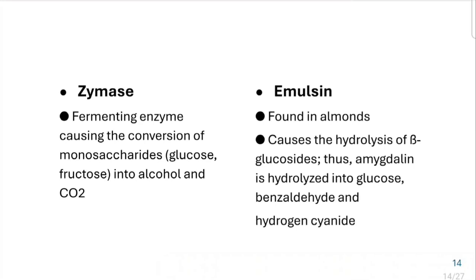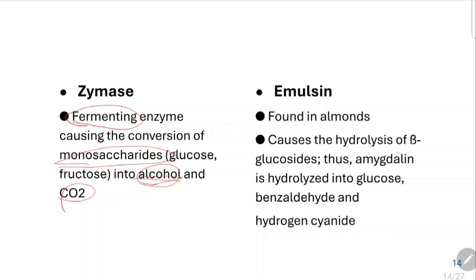Next, zymase, a fermenting enzyme causing the conversion of your monosaccharides into alcohol and carbon dioxide. So during the oxidation and conversion of your glucose into simpler form, it forms your alcohol and carbon dioxide. Usually this is in the form of saccharification, which is usually utilized in fermenting. And then your fermented sugar usually produces alcohol.